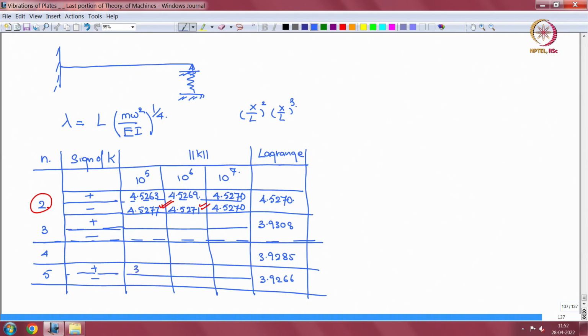Okay. And at 5 terms plus and minus, you have 3.9264, 3.9269, 3.9266, 3.9267, and convergence at 3.9266 and 3.9266. Okay, that is the nature of convergence using springs with positive negative values using the penalty method.